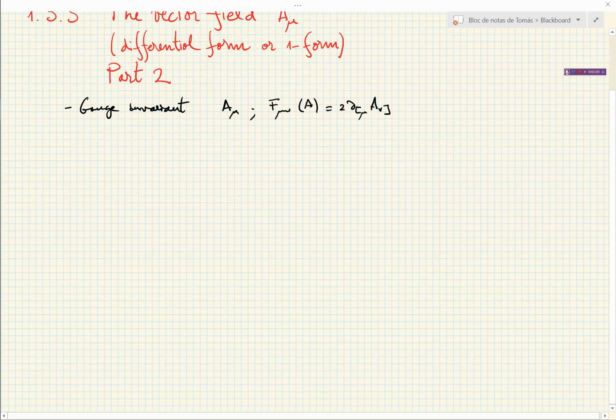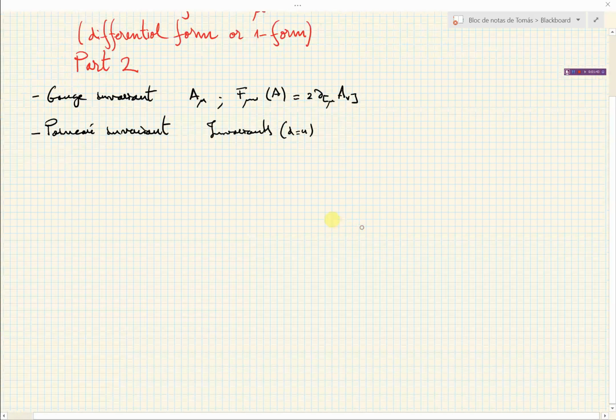Another condition is that it has to be Poincare invariant. And by now we know that it is enough to construct combinations in which all the indices are contracted, and so there are no free indices anymore. So in 4 dimensions, and this is important, there are the following invariants that can be constructed from F mu nu.